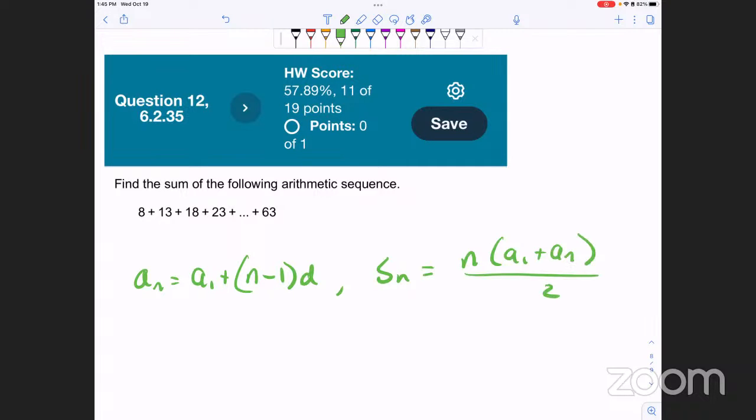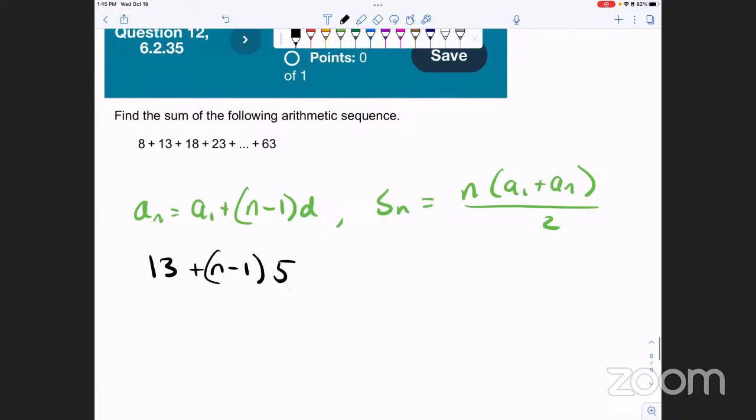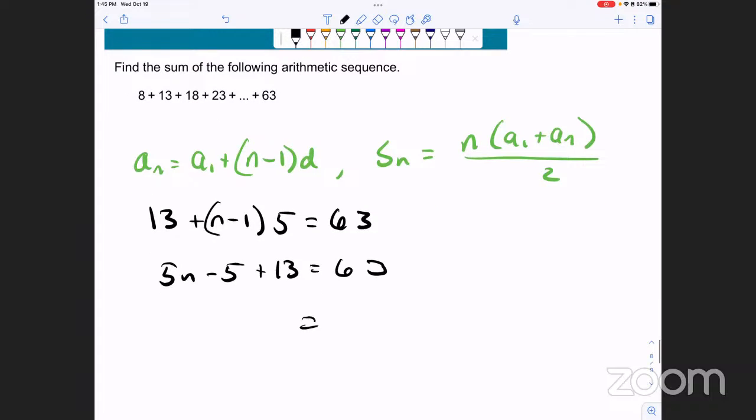Let's see. So we got 13, n minus 1. It looks like the common difference is 5. And we want to solve for n when the output is 63. So then we'll get 5n minus 5 plus 13 equals 63. 5 and 3 is 8. So if you, okay.